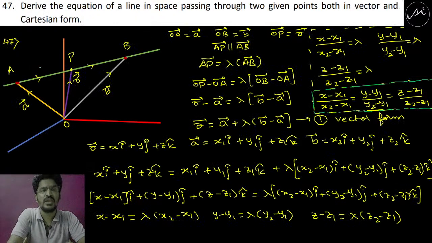It is very simple. First draw the diagram. Take vector AP parallel to vector AB. Vector AP equal to lambda times of vector AB. Write vector AP and write vector AB. Replace their position vectors. You will get vector form. And all vectors which are in vector form, you replace them in Cartesian form. After replacing them in Cartesian form, you can just do the rearrangements. You will get Cartesian form.